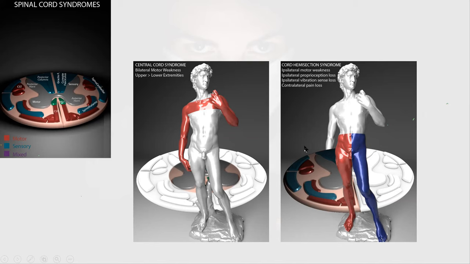Again, hemisection. In hemisection, half of the spinal cord is affected due to a stab or a car accident, whatever. As we told you, the spinothalamic tracts are sensory, transferring pain and temperature, and they decussate, meaning they go from one side to the other. So when you have a section here, the fibers supplying the other side will be affected. This is called contralateral pain and temperature loss, but ipsilateral proprioception and vibration loss and ipsilateral motor weakness. This is called hemisection or Brown-Séquard syndrome.